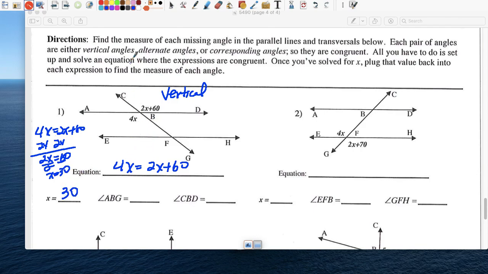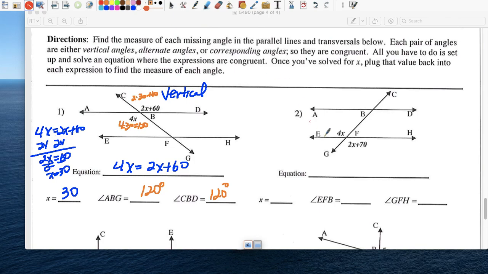Angle ABG, so let's substitute here. So angle ABG, which is this ABG, where's G? We're going to go 4 times 30, which equals 120. And this should also be the same thing. 2 times 30 plus 60 is also 120. So they're both 120 degrees.